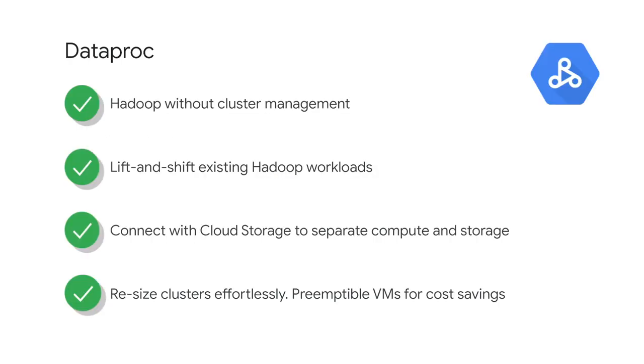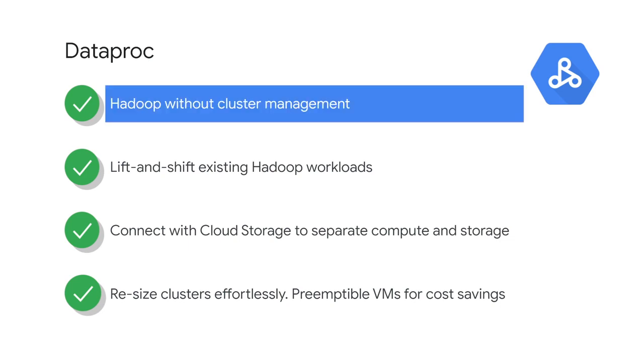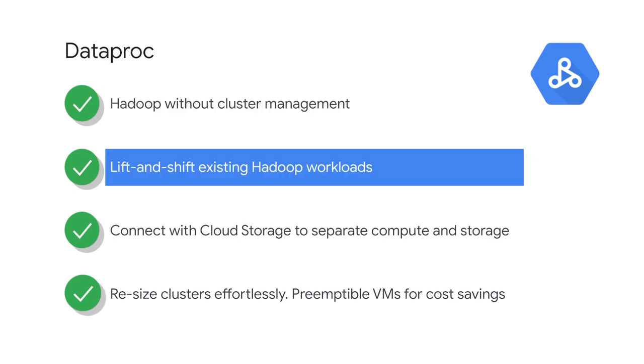So let's recap what we've covered. You can get a Cloud Dataproc cluster up and running in about 90 seconds. This gives you all of the power of Hadoop without having to manage clusters. As you saw, you can lift and shift your existing Hadoop and Spark workloads by simply replacing HDFS:// URLs with gs:// URLs.